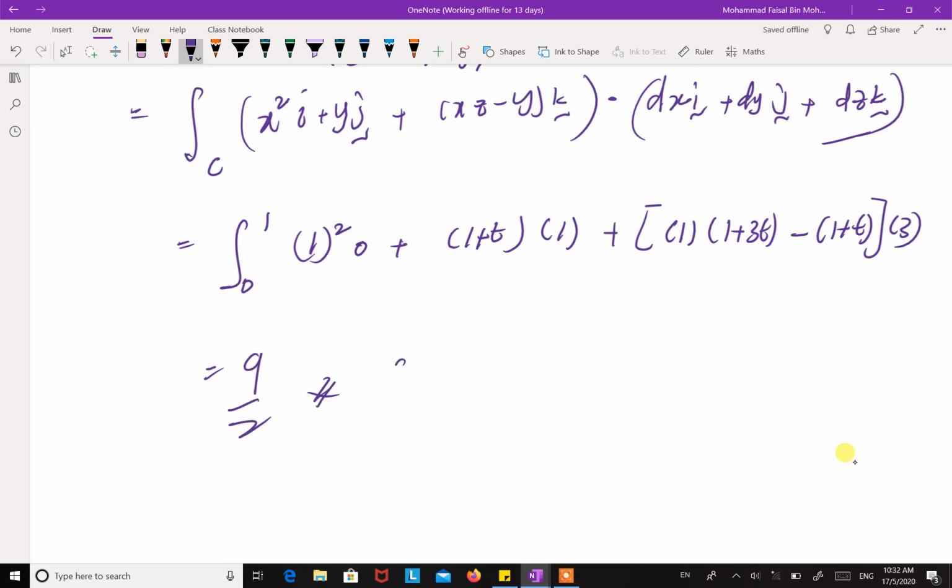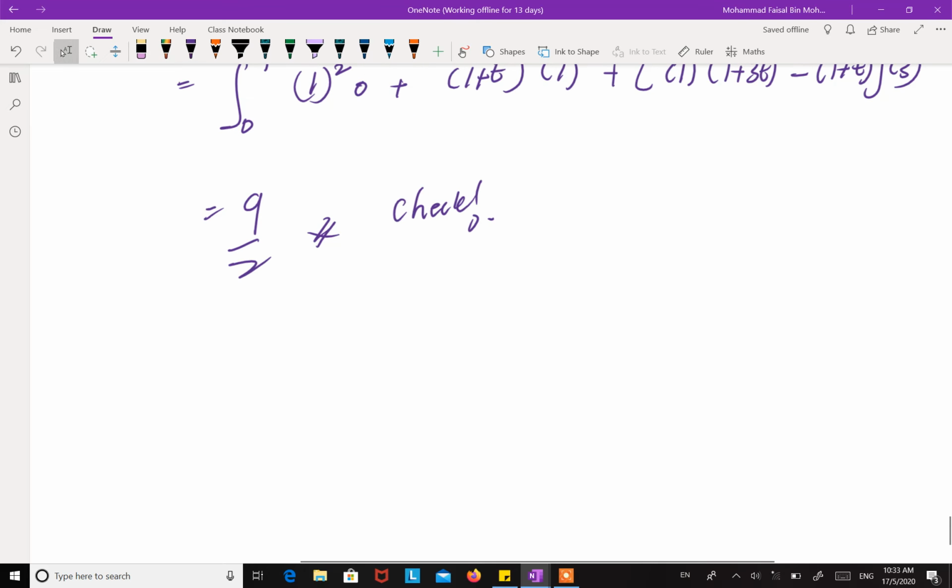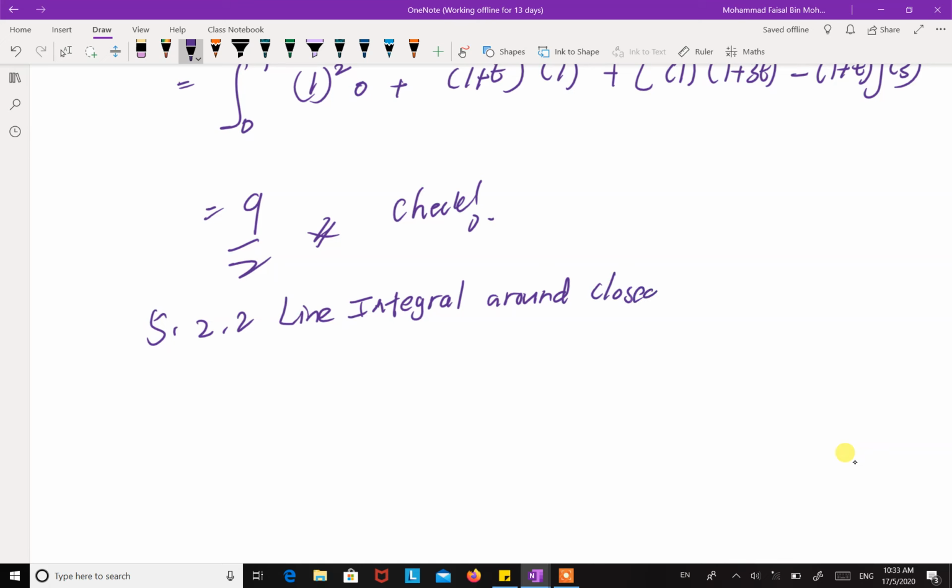So please check. Okay, example 7 will be your practice. And then I go for 5.2.2, line integral around closed curve.